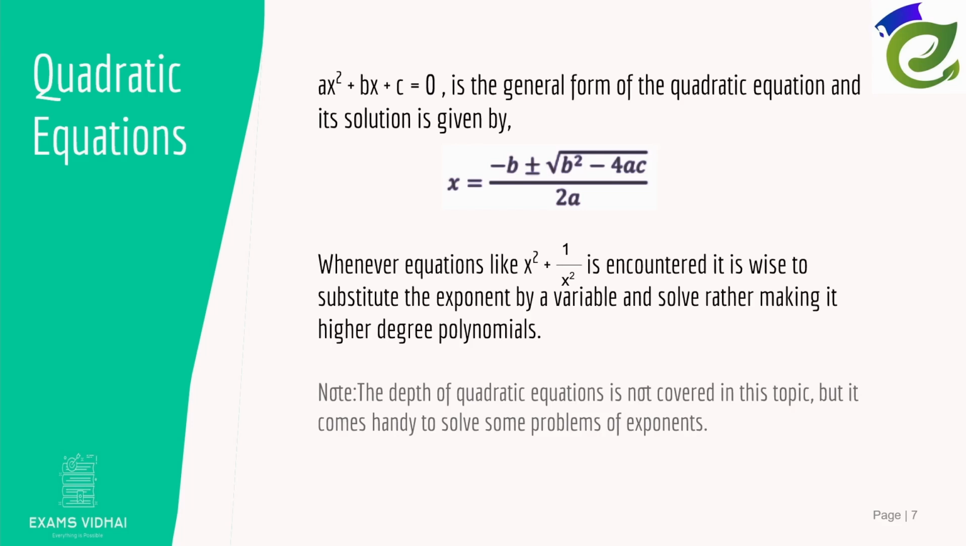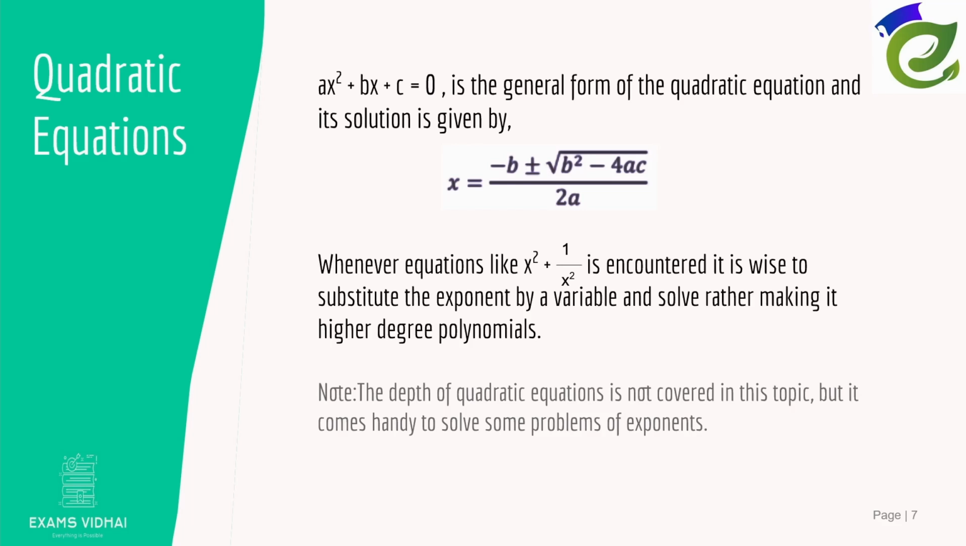And as you can see on the screen, the solution of the quadratic equation is given by x is equal to minus b plus or minus root over b square minus 4ac, by 2a. Over here you can see the plus or minus because, as it's a quadratic equation, it has two solutions of x. So the plus and minus are basically the two solutions of x.